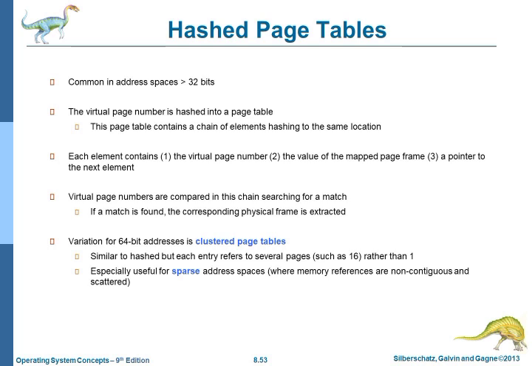A variation for 64-bit addresses is clustered page tables, similar to hashed, but each entry refers to several pages, such as 16, rather than 1. Especially useful for sparse address spaces where memory references are non-contiguous and scattered.